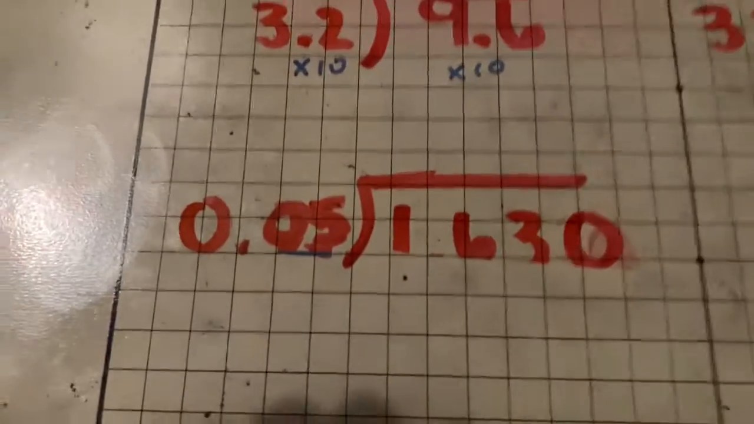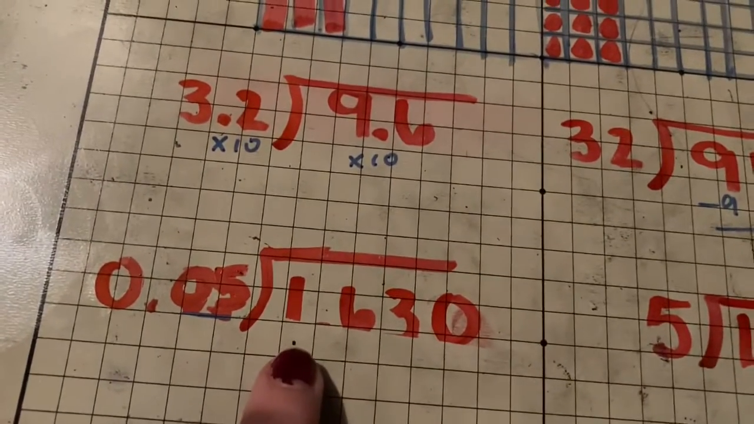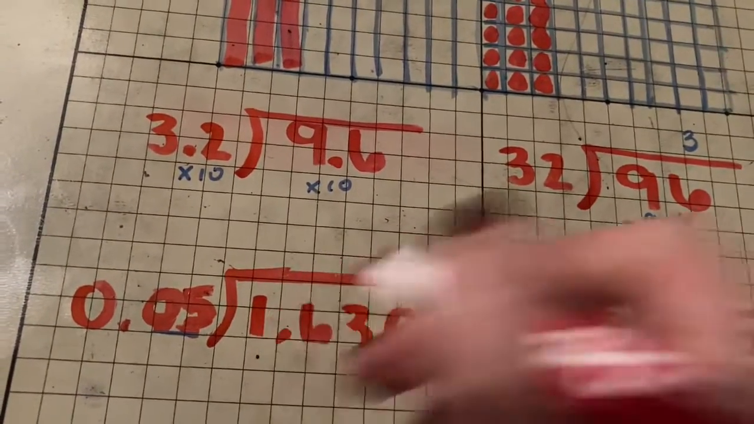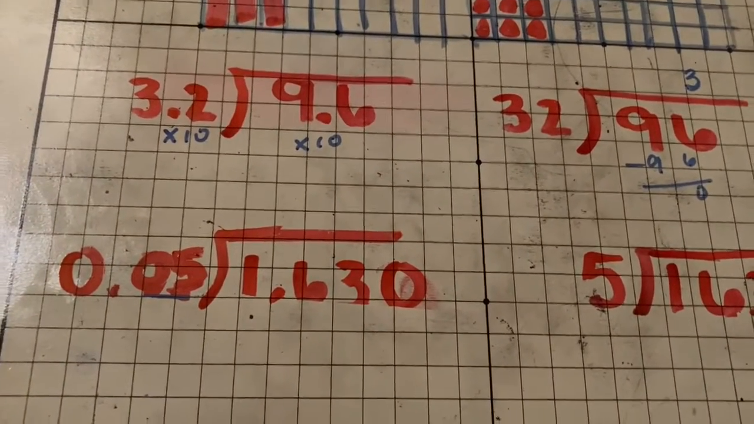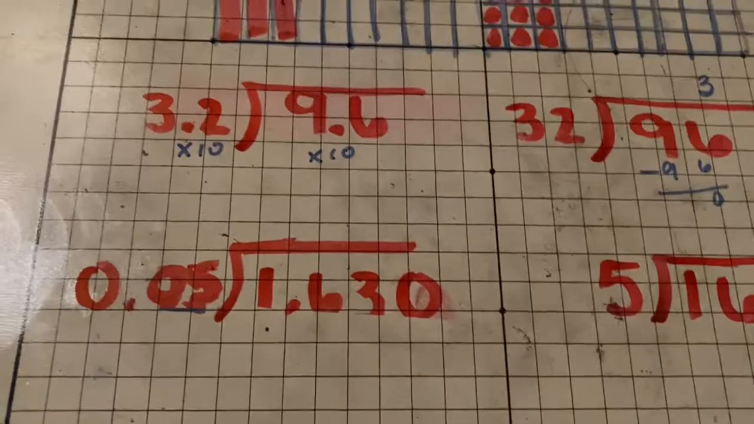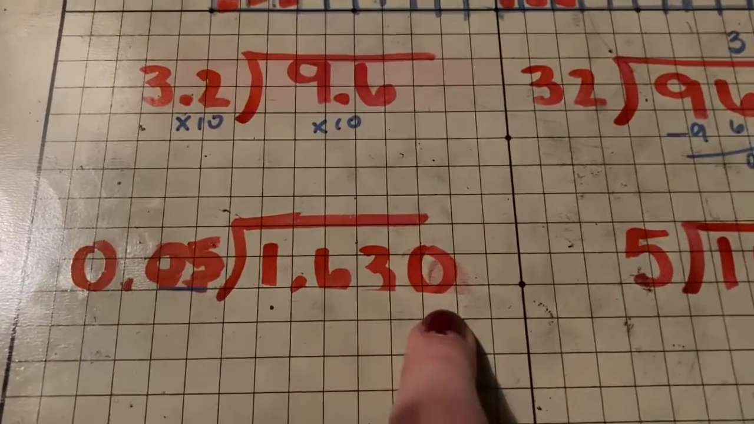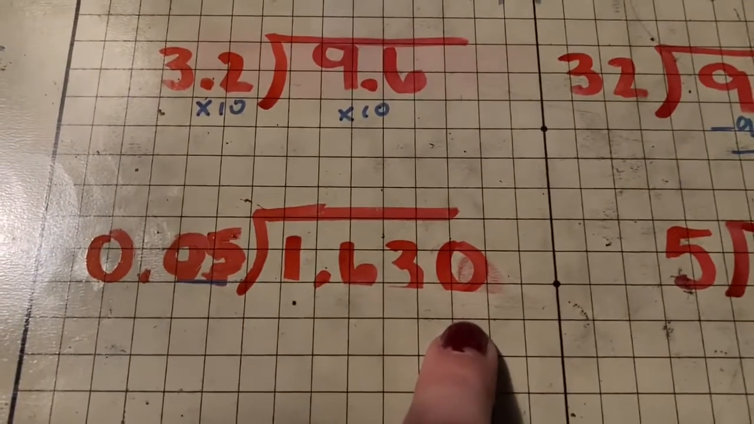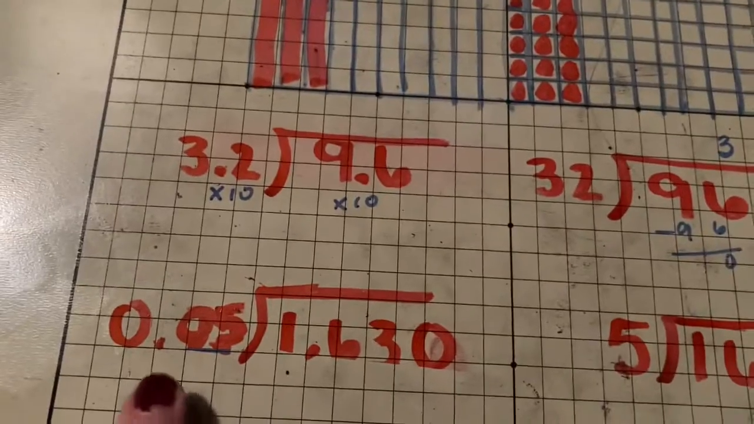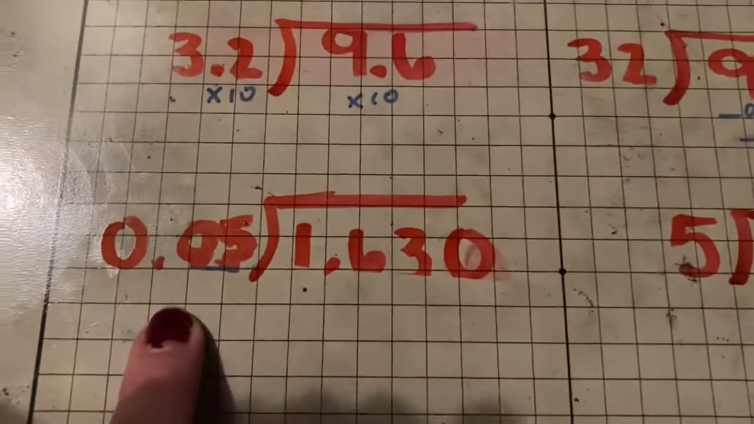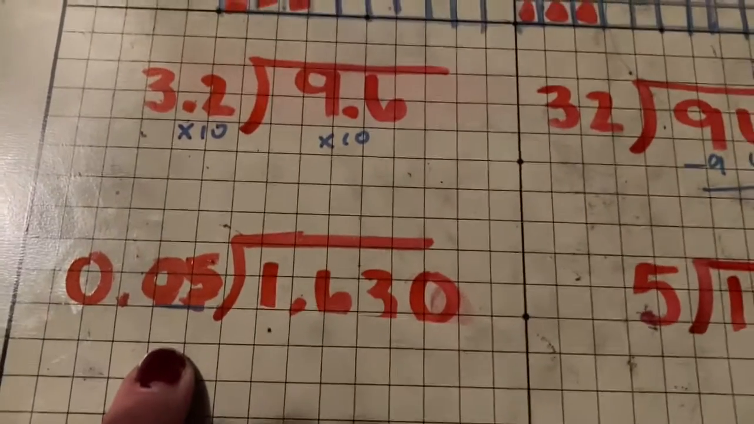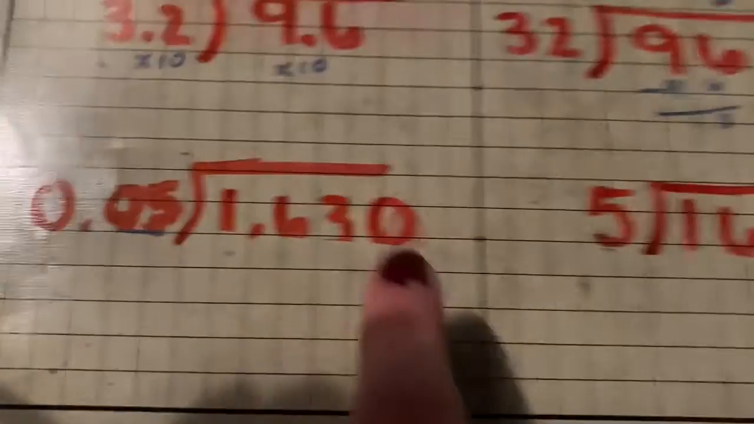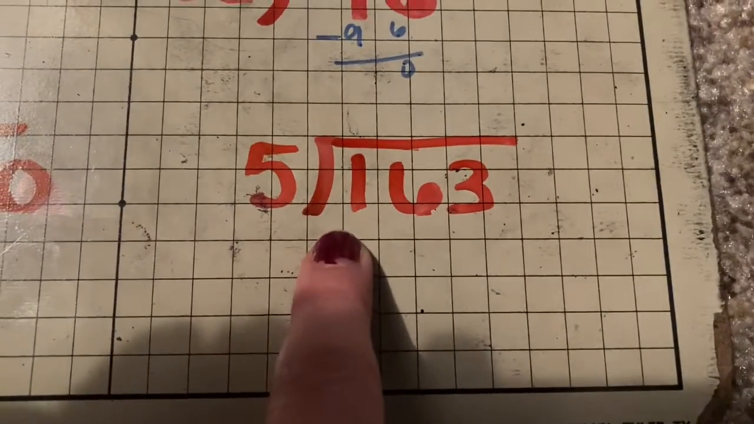Here we have 1 63 hundredths, can't see my decimal, sorry, there we go, divided by 5 hundredths. I could also call this 1 630 thousandths, since there's a 0 here in the thousandths place, but they're worth the same. So we know from the previous example, I want my divisor to be a whole number. Well, I've got 5 hundredths, so let's multiply it by 100, which means we multiply that by 100. That brings us to 163 divided by 5.